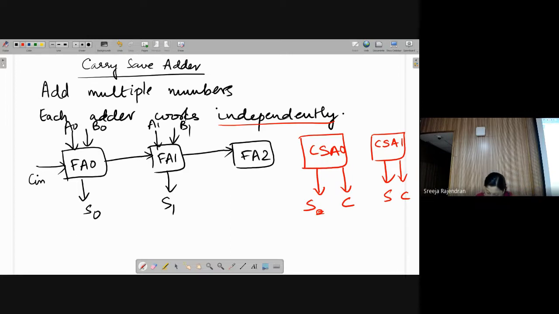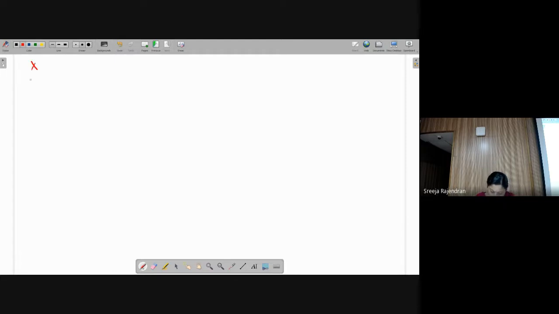Now let's see what the addition looks like. Suppose I'm adding three numbers x, y, z. x, y, z is 5-bit long, 1 0 0 1 1.